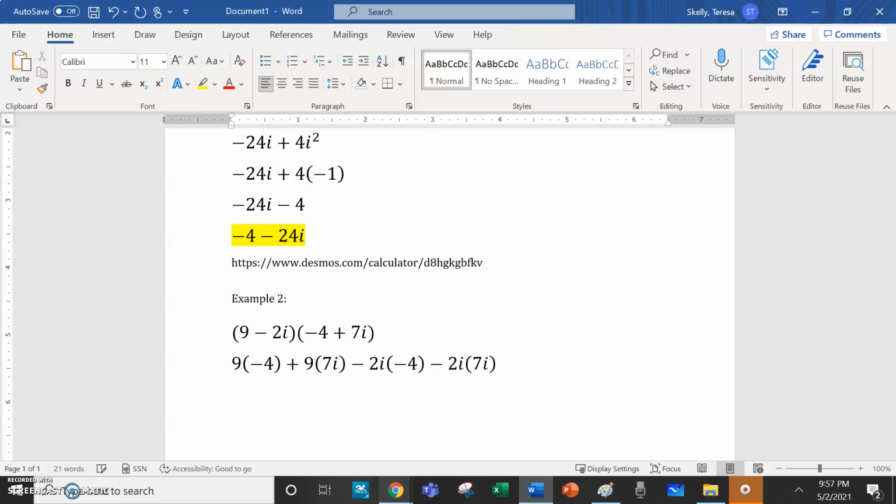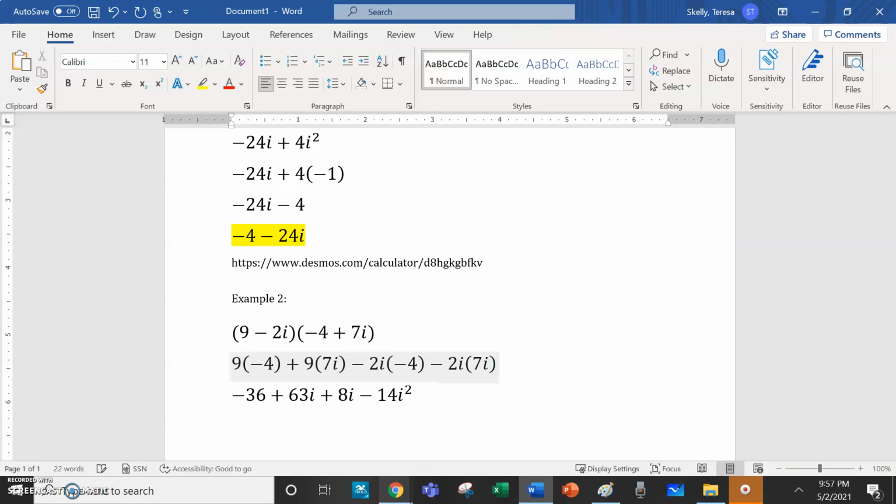Now my next step will be to then simplify these terms. So 9 times -4 is -36. 9 times 7i is 63i. -2i times -4, that first is going to be positive. 2 times 4 is 8, and then I have i, so plus 8i. And then -2i times +7i, I'll have a negative. 2 times 7 is 14. i times i is i to the second power.